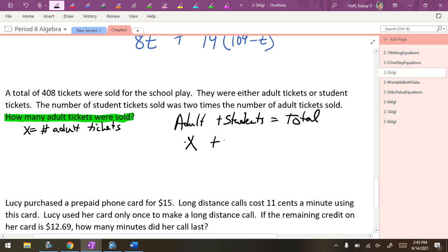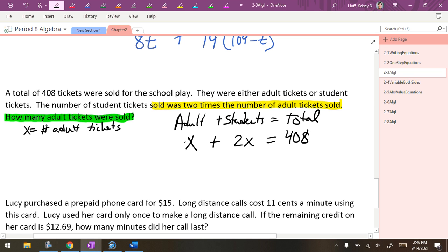How many student tickets did we sell? 2 times the number of adult tickets. 2 times means 2x. How many total tickets were sold? 408. Follow where the x and the 2x comes from.